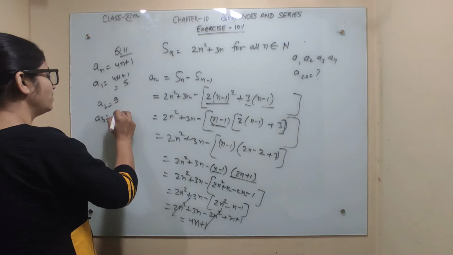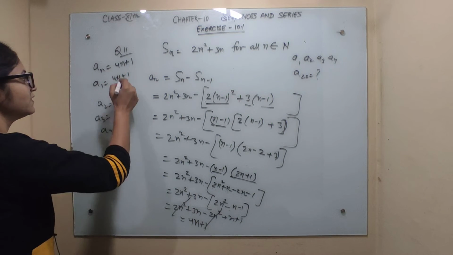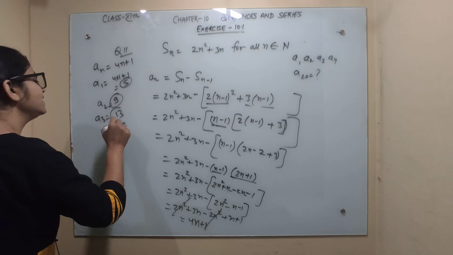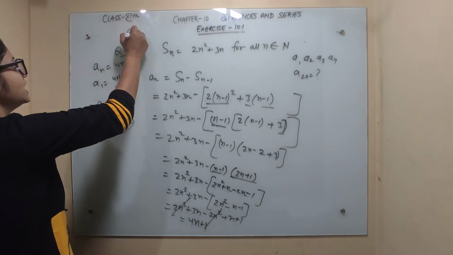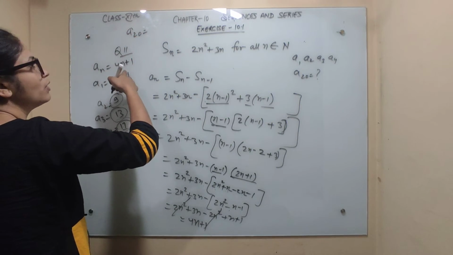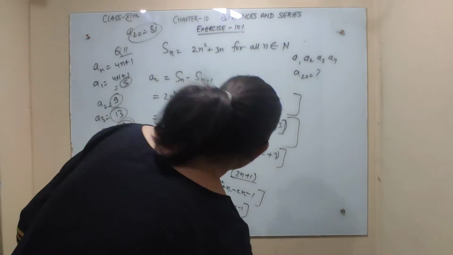4 into 3, 12, 12 plus 1, 13. a4 will be what? 4 into 4, 16, 16 plus 1, 17. So first term is 5, second term is 9, third term is 13, fourth term is 17, and they are asking A20. A20 you can find. 4 into 20, 80, 80 plus 1, 81. So 20th term is 81. Like this we have to find.